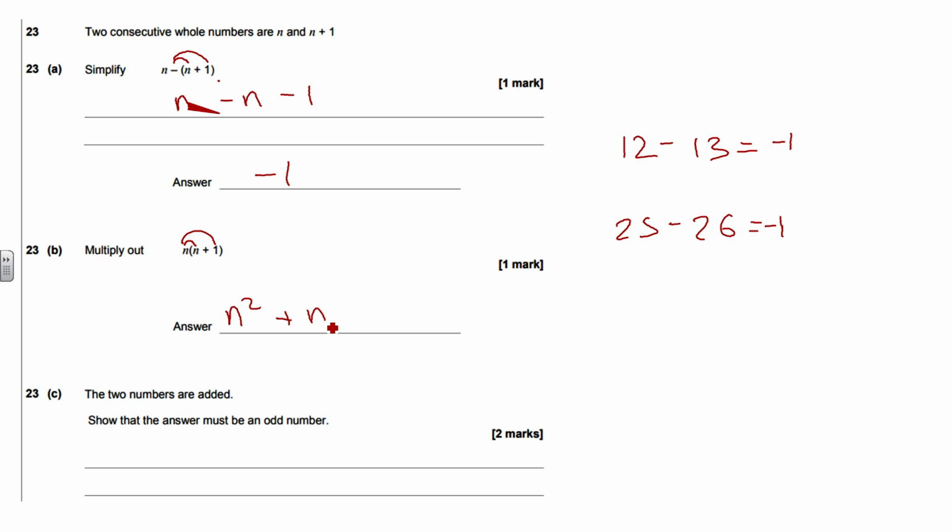23 part C, the two numbers are added, show that the answer must be an odd number. So this is where the context and the question kind of mix together. So we need to do n plus n plus 1, which is going to be 2n plus 1. So why is it that this is always an odd number? So what I might choose to do is say 2n is an even number, and then add 1 makes an odd number.